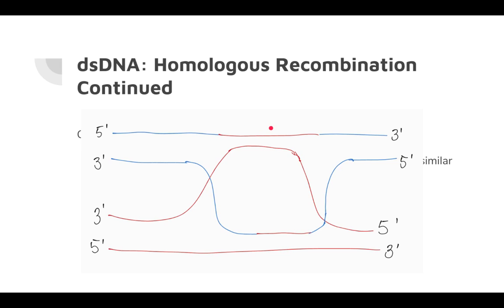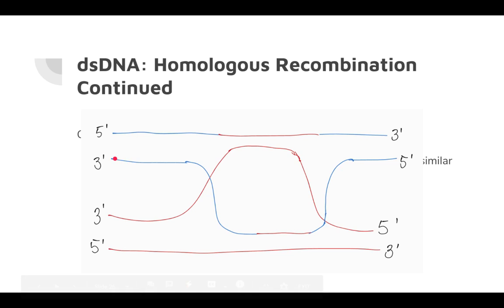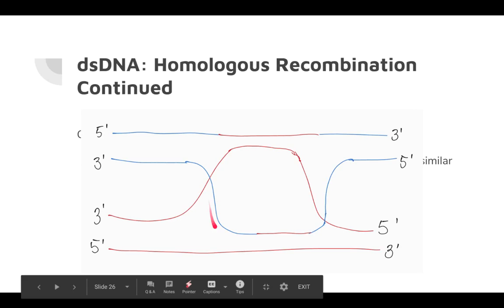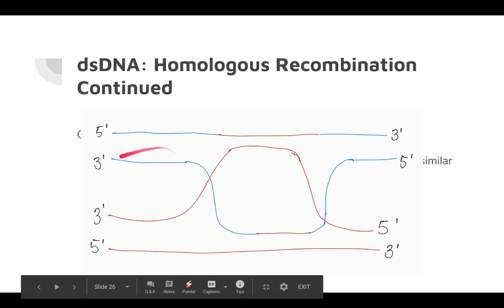The first thing we need to do is have nuclease come in and chew back this end of the 3' molecule, and also on this end too. Now these red strands down here are similar strands to the original. So what this piece here is going to do is start to survey and see if it can find similarities. This is known as a homology search. And once it does, it will begin strand invasion.